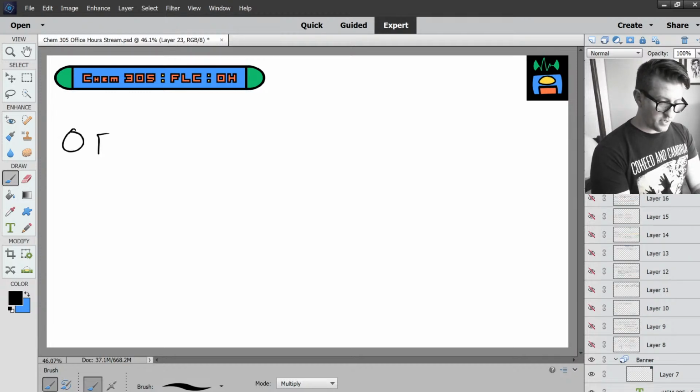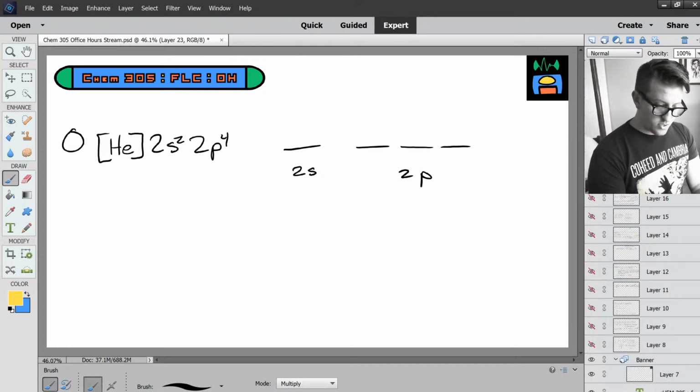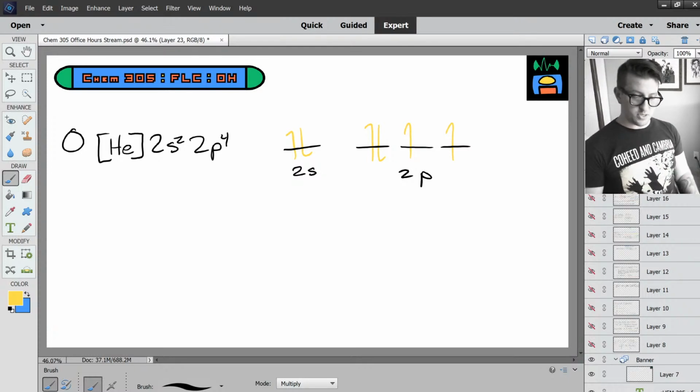I'm going to write it over here. With an electron configuration of helium as its noble gas abbreviation, 2s2 2p4, right? And we could write out the orbital diagram like so: 2s, 2p, 2 electrons in the 2s subshell, and 1, 2, 3, 4 electrons in the 2p subshell.